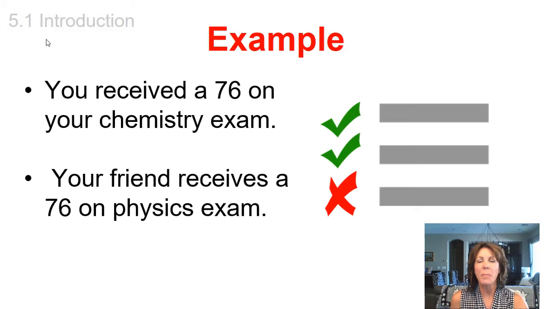So let's talk about a real life example of why we would want to even look at a z-score. Let's say that you received a 76 on your chemistry exam and your friend received a 76 on the physics exam. Can you compare the two of you to see who did better on the exam? Well, they're two different exams, they're two different classes, so this presents a conundrum. So what do we do? Is a 76 in chemistry the same as a 76 in physics?